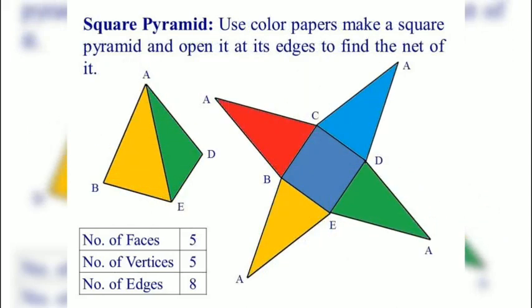Then square pyramid. Use color papers, make a square pyramid and open it at its edges to find the net of it. So this figure shows the net of a square pyramid. A square pyramid has number of faces 5, number of vertices 5 and number of edges 8.